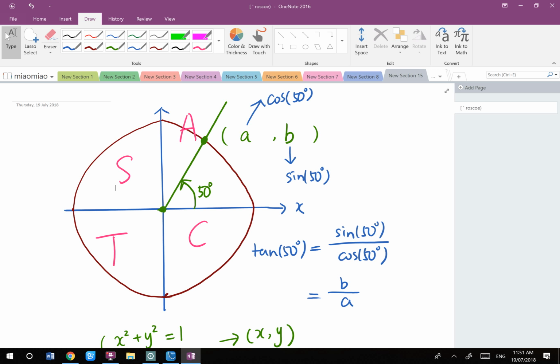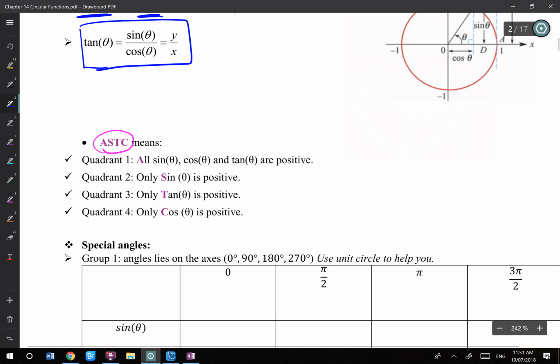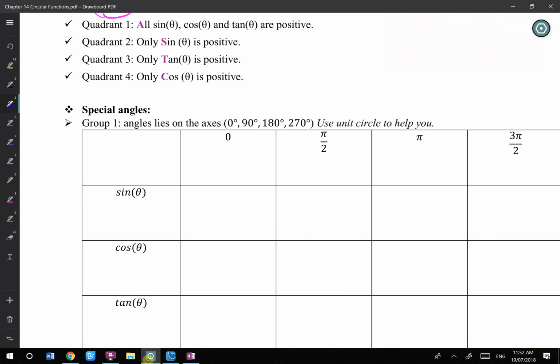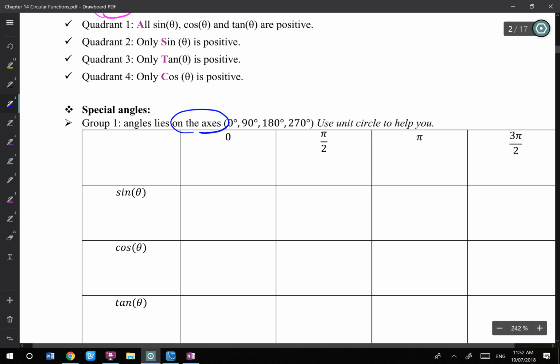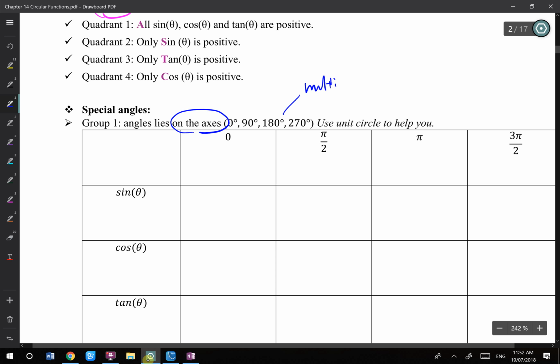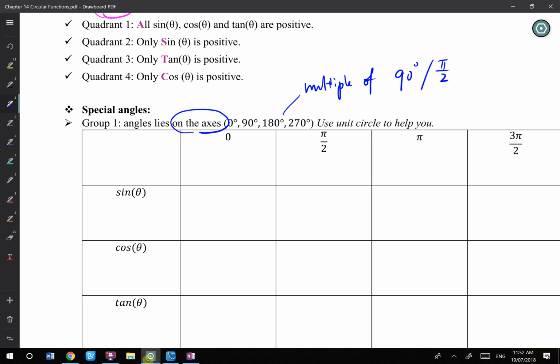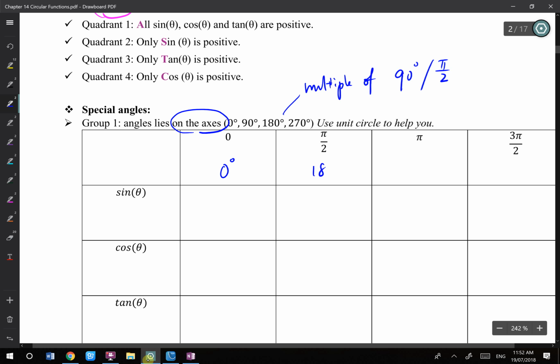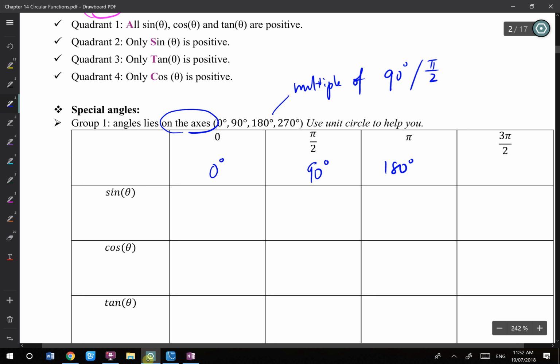Okay, because there is the first type of special angles. I have two types of special angles, and we talk about the first group today. They lie on the axis. Okay, the angles that lie on the axis are 0, 90, 180, 270, 360. These are multiples of 90 degrees, or say multiples of pi on 2. So 0 is 0 degrees, pi on 2 is 90 degrees, pi is 180 degrees, and then 3 pi over 2 is 270 degrees.